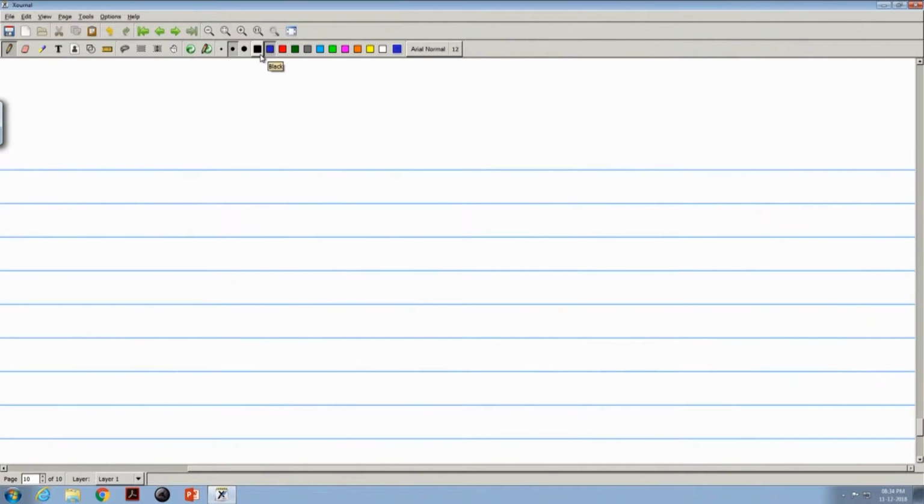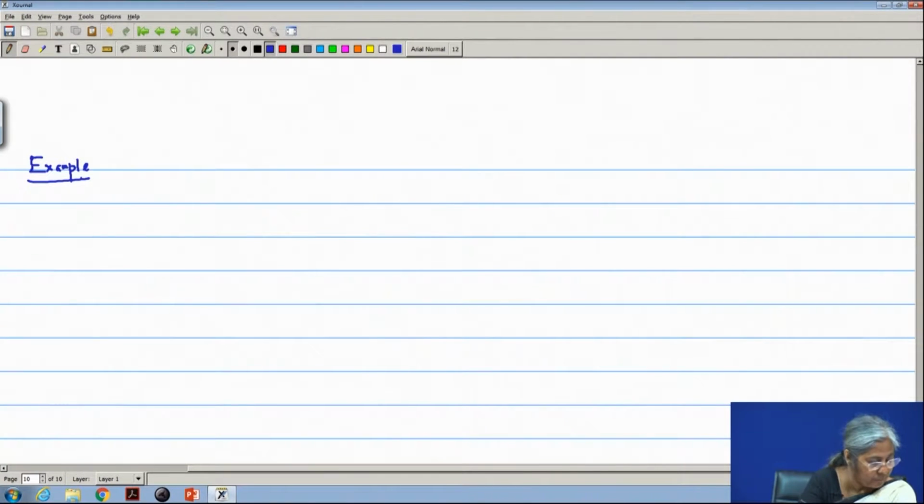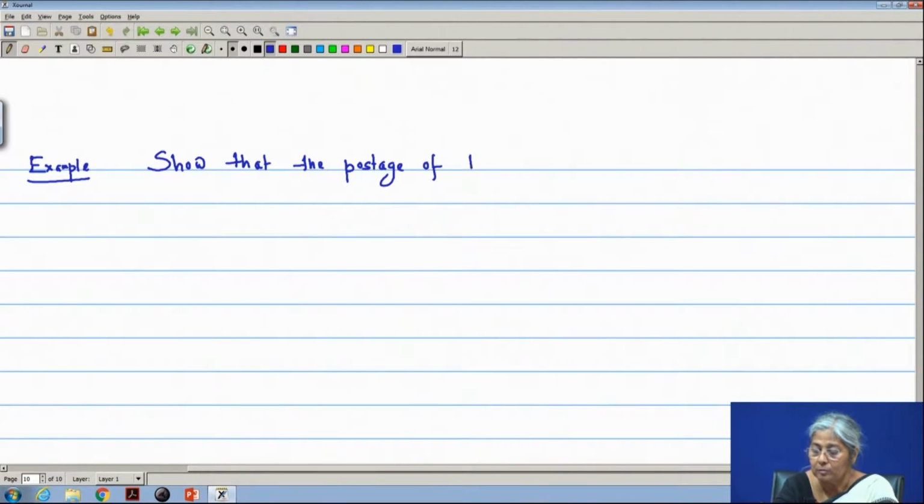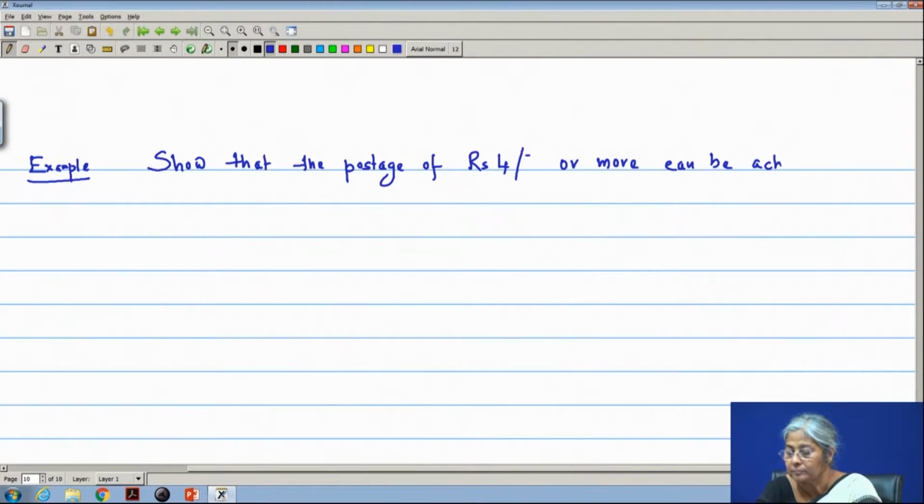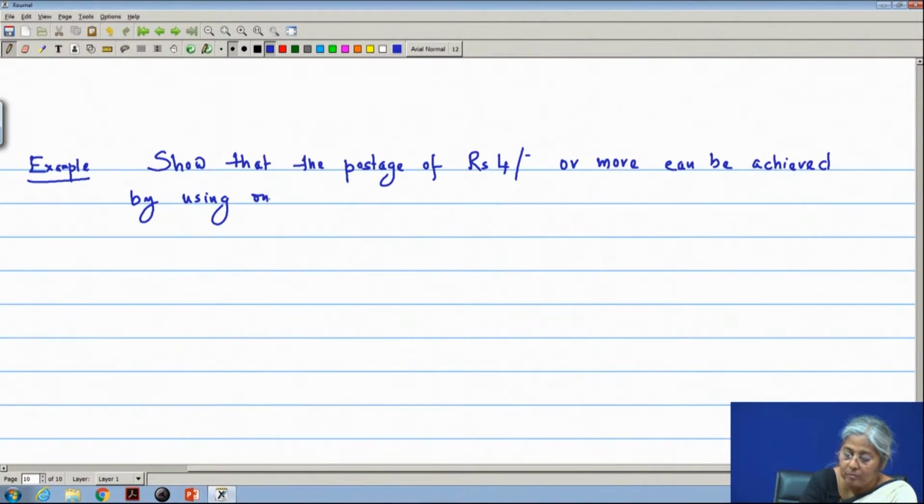So, we see one example. Show that the postage of ₹4 or more can be achieved by using only ₹2 and ₹5 stamps.